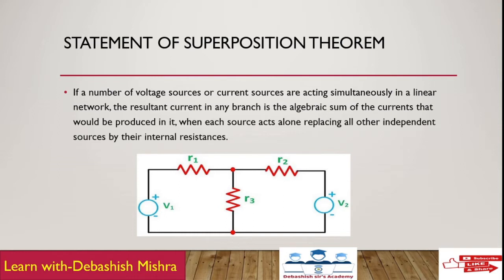If a number of voltage sources or current sources are acting simultaneously in a linear network, the resultant current in any branch is the algebraic sum of the currents that would be produced in it when each source acts alone, replacing all other independent sources by their internal resistances. I will make you understand the proper definition of the superposition theorem stepwise.